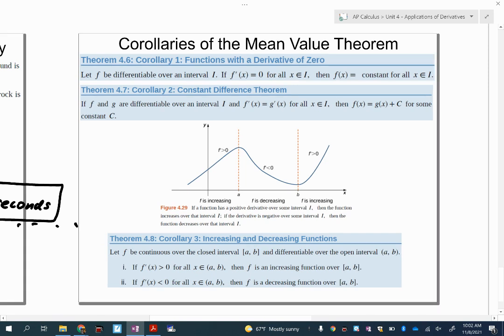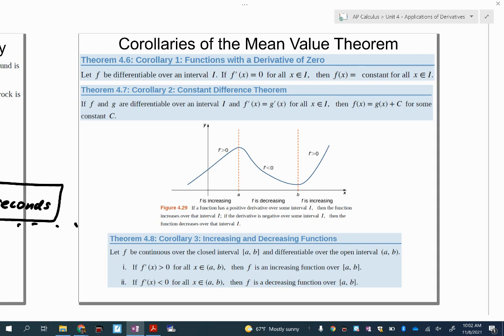But there are 3 corollaries of this. And again, Calculus for Dummies will help you with this stuff. The first one says if your function is differentiable over the interval I, so just between some numbers, and if your function has a derivative that's equal to 0 for all of these values in this interval, then the original function must be equal to a constant. Because you guys know the derivative of a constant is 0.